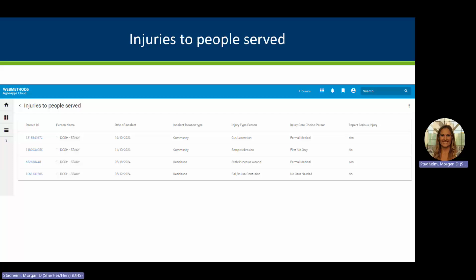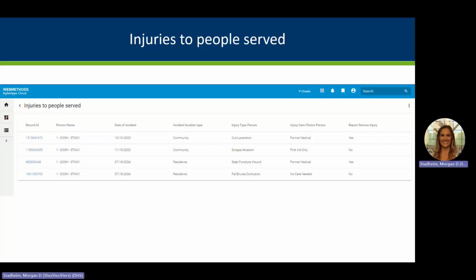This next report lists injuries to people served. The chart includes where the injury happened, the type of injury, and the care provided. If a team finds that a person has been injured several times over the past year, or severely injured during even one incident, they may need to analyze those incidents to determine if there are additional steps the team can take to prevent future injuries.